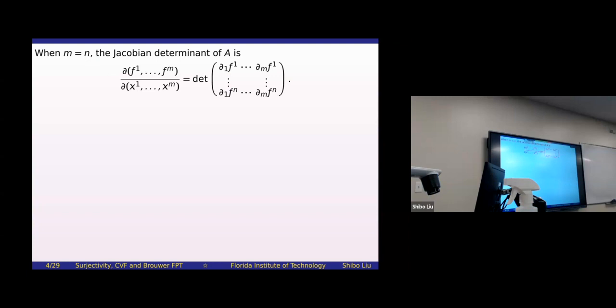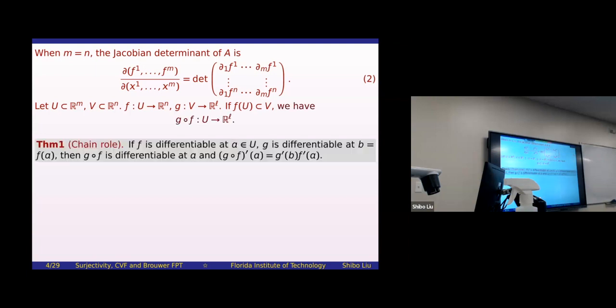But usually we need the derivative of a composition. Suppose U is a subset of Rn, and F is defined over U, and G is defined over V, which is a subset of Rm. If the range of F is contained in the domain of G, we have the composition, which is a new vector valued function. Naturally, we expect this to be differentiable if both F and G are differentiable. So we have this chain rule. If F is differentiable at A and G is differentiable at the corresponding point, that is the image of A, F(A), then the composition is differentiable, and the derivative of the composition at A equals the composition of their derivatives.